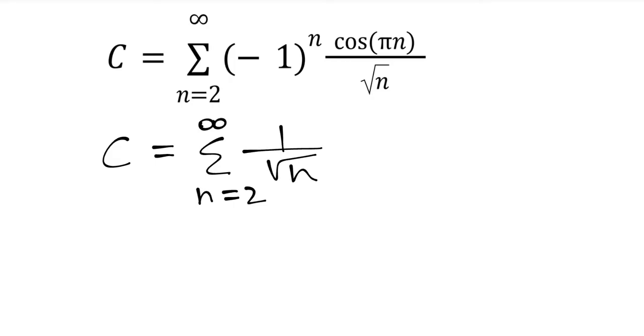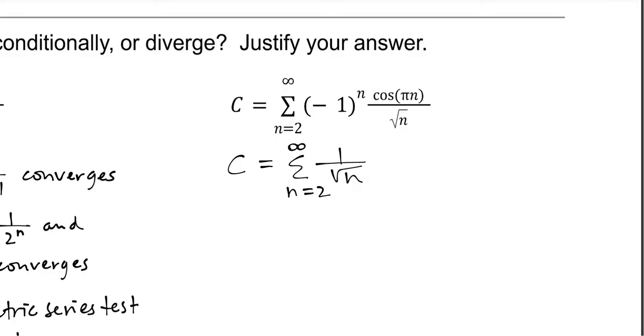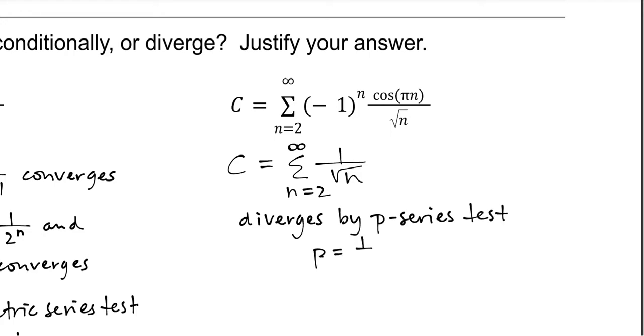Okay. I'm not just considering the absolute value of the terms here. I'm saying that this is actually what C is equal to, and I know what happens with that. It diverges by the p-series test. P equals 1/2, which is less than or equal to 1.